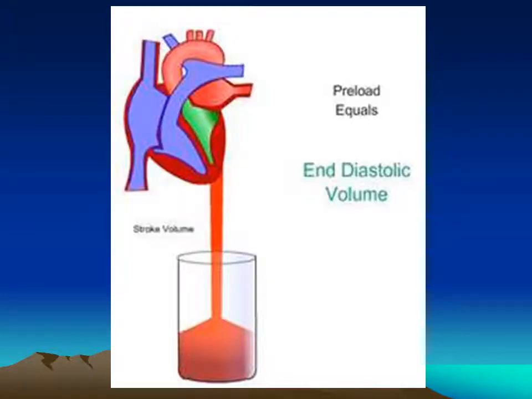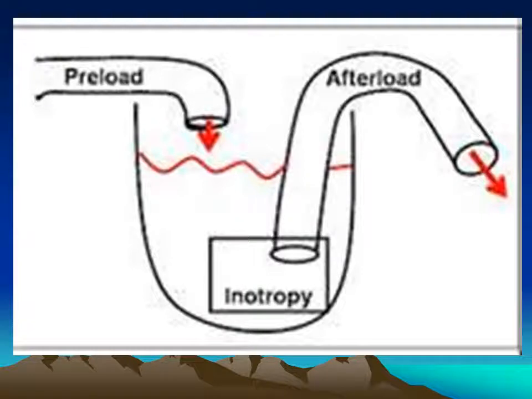When we look at preload, we're looking at a volume of fluid that is available for ejection, the end diastolic volume. And you can see on the slide that it's the amount of fluid that is actually filling that glass container. When we look at this slide, in addition to the preload, we see two other important elements. First, inotropy. Inotropy is the contractility. And afterload. Afterload are the forces resisting ejection of the fluid.